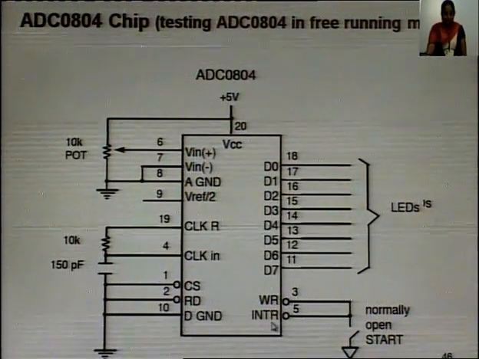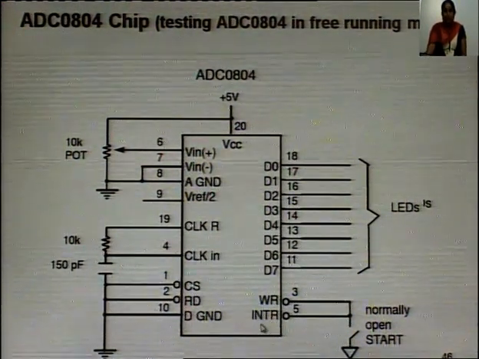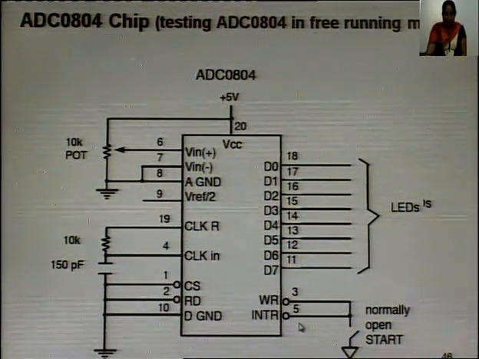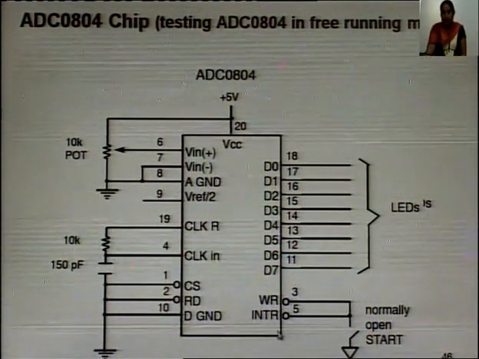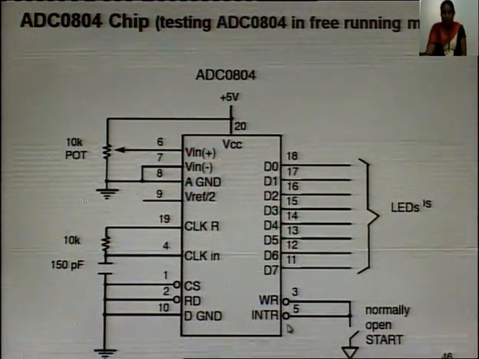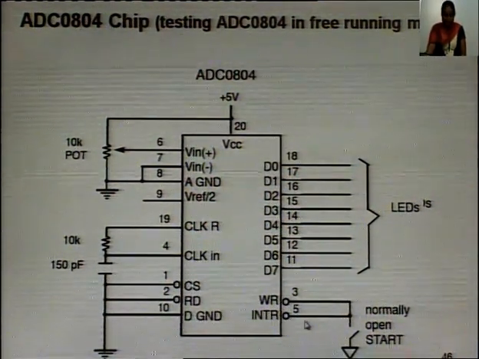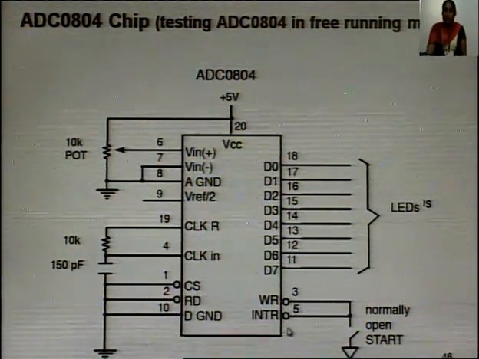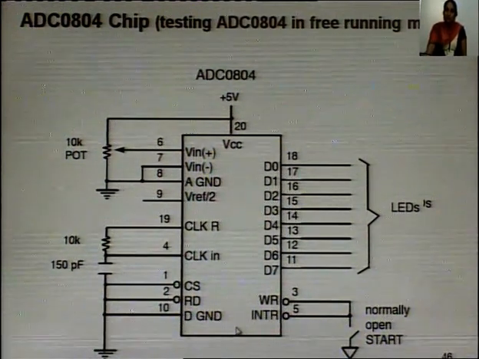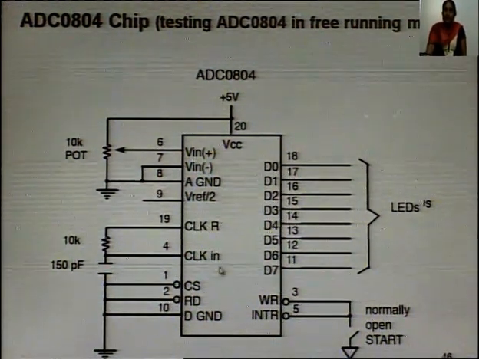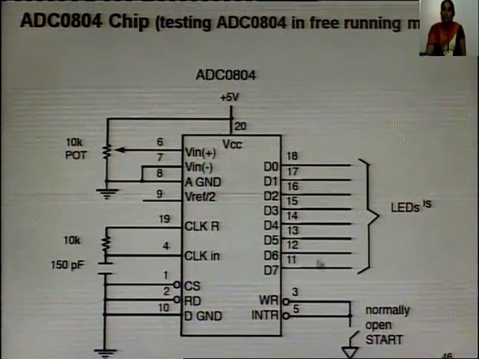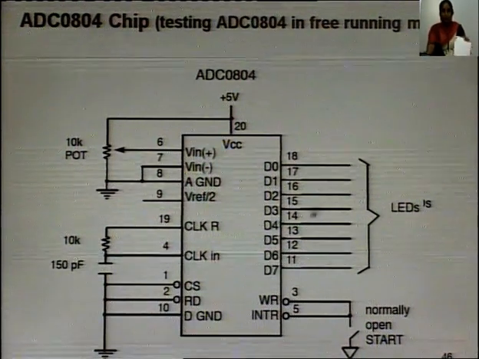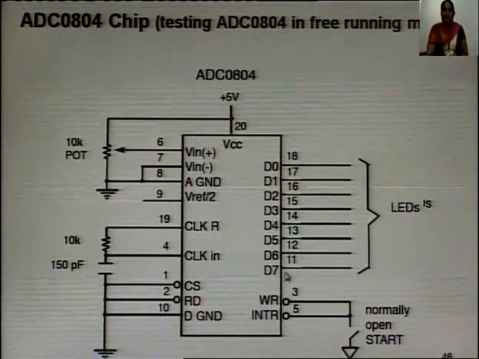Then we have interrupt request. Interrupt is a better name. Its better name must be end of conversion. It is usually high. When this pin becomes low, it means end of conversion. Your data is converted into digital. Then read is made low and data is taken from this data bus. It has an 8-bit data bus.